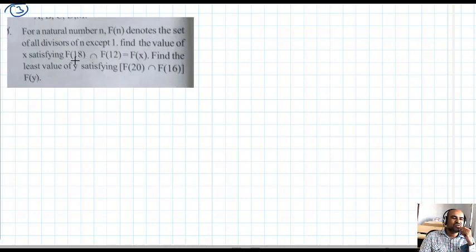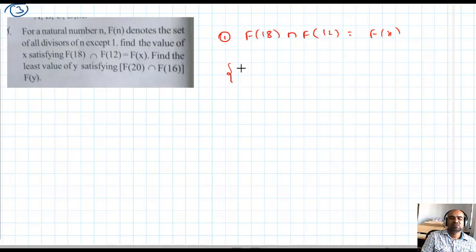Find a value of x satisfying f of 18 intersection f of 12 equal to f of x. First problem, f of 18 intersection f of 12 equal to f of x. Easy problem. F of 18, I will write the set form. 1 can't write because clearly given except 1. 2, 3, 4 won't divide, 6 will divide, 9 will divide, 18. Intersection 12 factors except 1: 2, 3, 4, 6, 12.